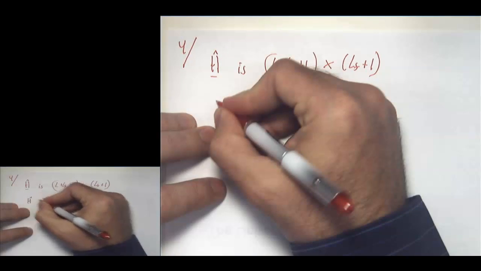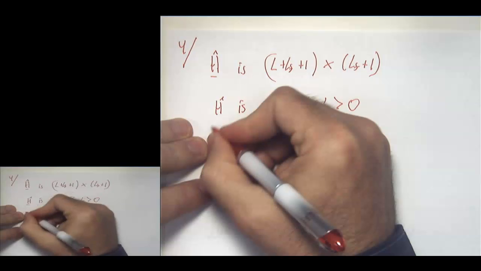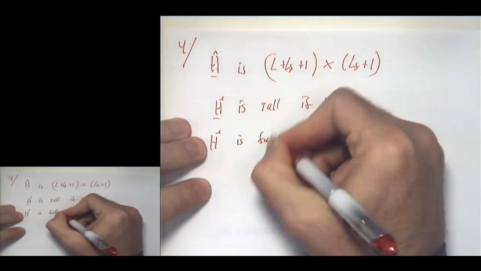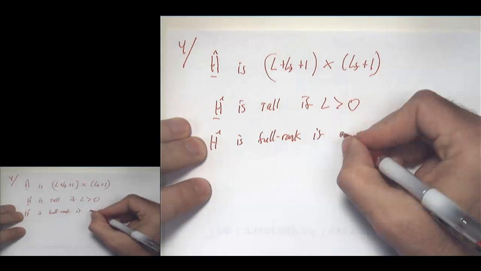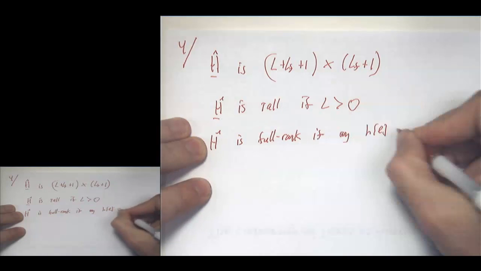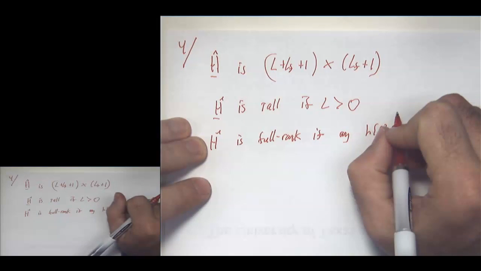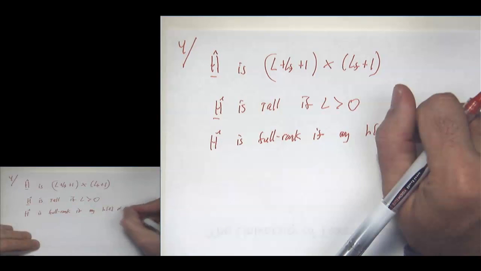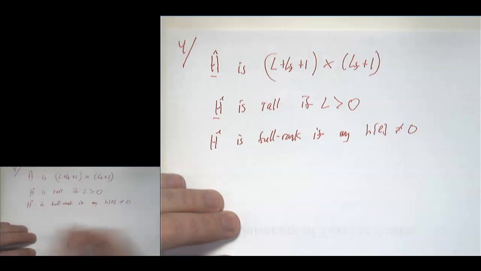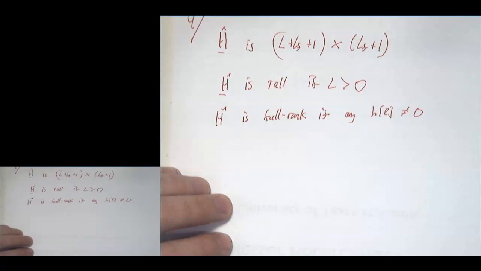So H is tall if L is greater than 0. H hat is full rank if any h of L is not equal to 0. Now that said, yeah, it still works. It should still work here. And this I'm not saying is obvious, by the way. This is a result from random matrix theory here.